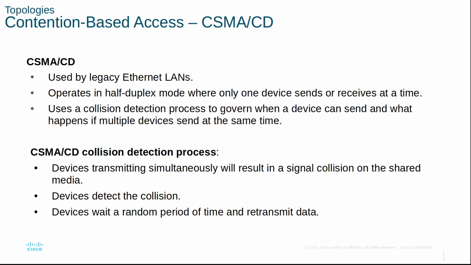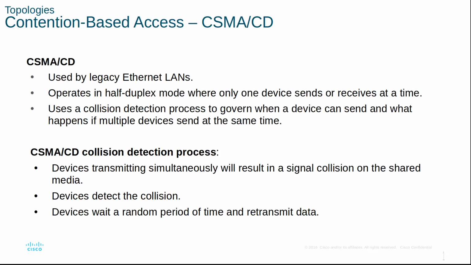CSMA CD used on legacy Ethernet LANs and wireless. Sorry, wireless is CA. Ignore what I said about wireless. Wireless is CSMA CA. So it operates in half duplex. Only one device sends, the other receives at a time. And it uses collision detection to govern when a device can send and what happens if multiple devices send at the same time and you get a collision.